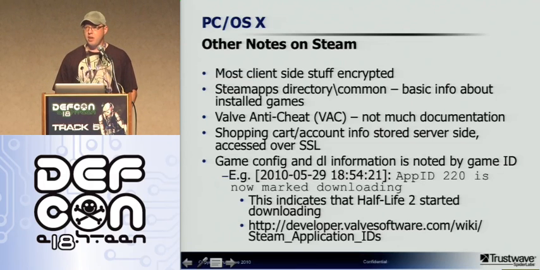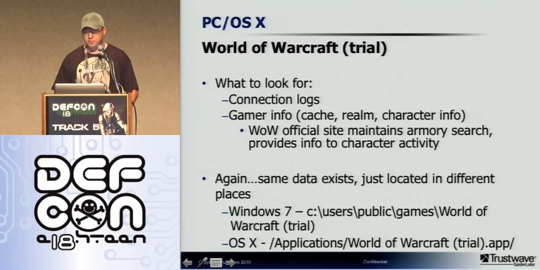Game configuration information: you have download directories, and they're noted by app IDs. You can find this. It's all public information. "220 is now marked for downloading" is an example from a log entry. And here we can tell that at this time, Half-Life 2 had started downloading.